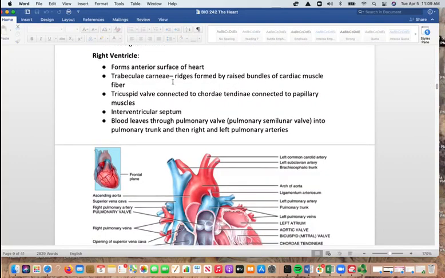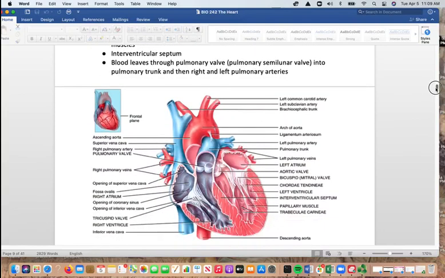So you've got those trabeculae carneae that are ridges formed by the cardiac muscle fibers. That tricuspid valve is connected to the chordae tendineae and papillary muscle. It's going to prevent it from opening backwards. And then you've got the interventricular septum between the ventricles. So blood's going to leave through the pulmonary valve, through the semilunar valve. And then it will go into the pulmonary trunk and the right and left pulmonary arteries. So you can see here it's going to come out. Here's the pulmonary trunk. And then you've got the left pulmonary artery branching off right here.